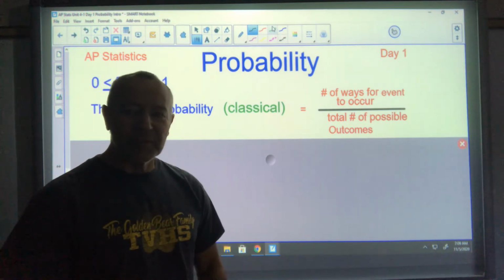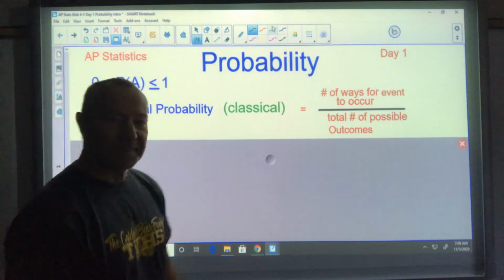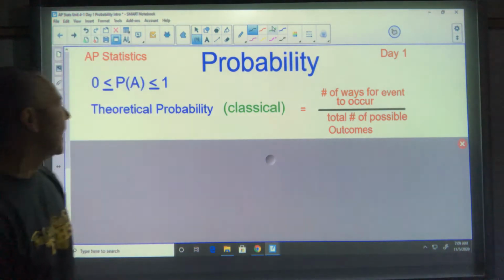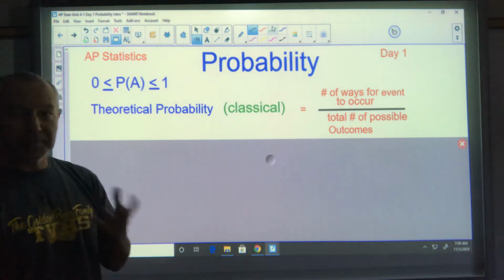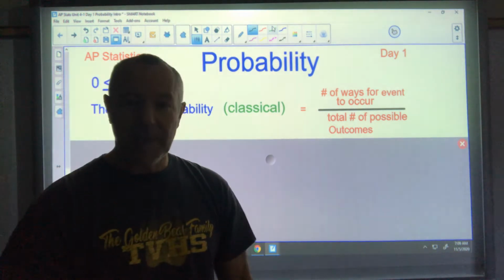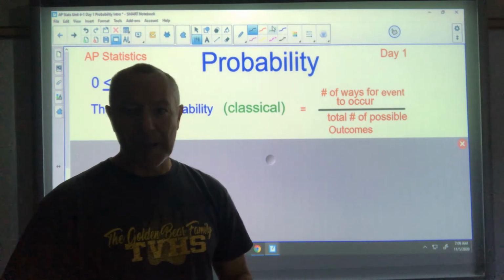This is our very first lesson, and it's pretty basic, so I just want to give you the notes here to get us started in the unit, okay? First of all, probability has to be between 0 and 1. A probability of 0 is absolute 0, and a probability of 1 is absolute certain. Both those are very hard to come by.